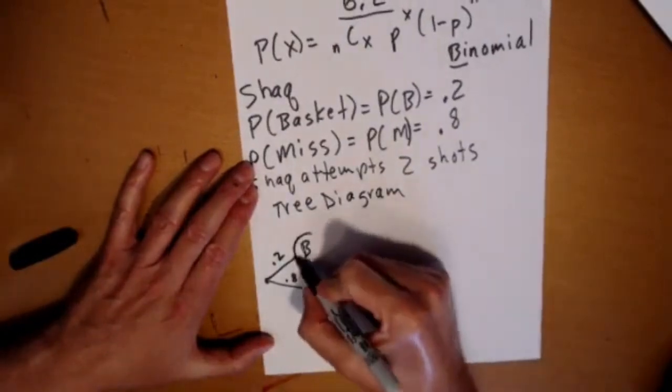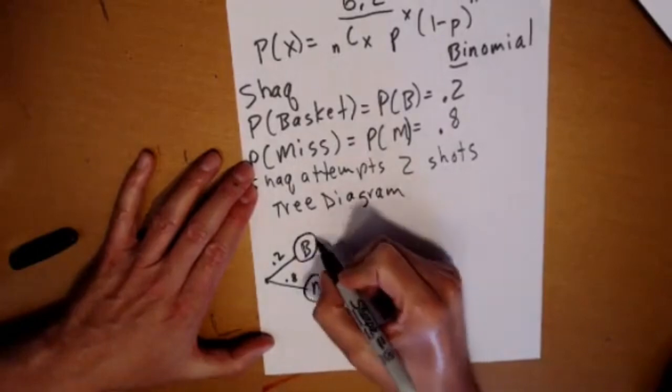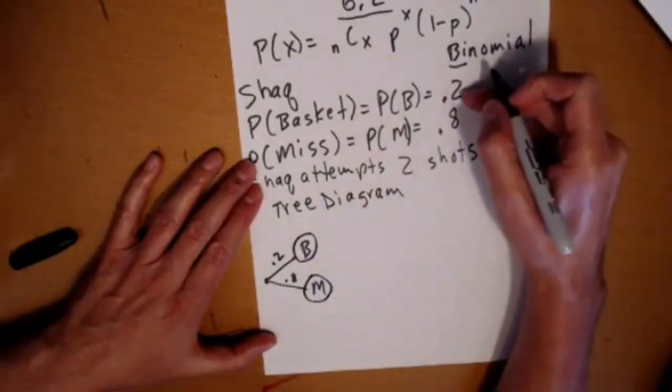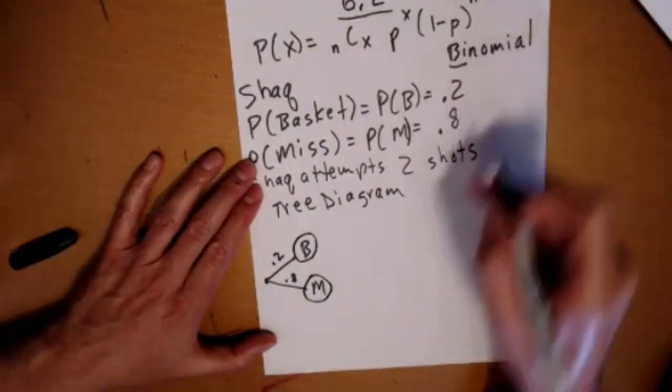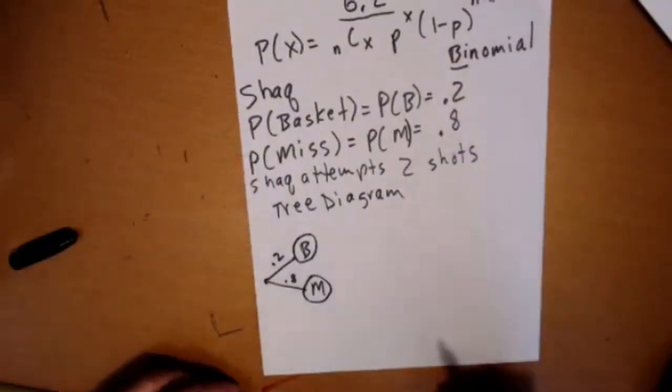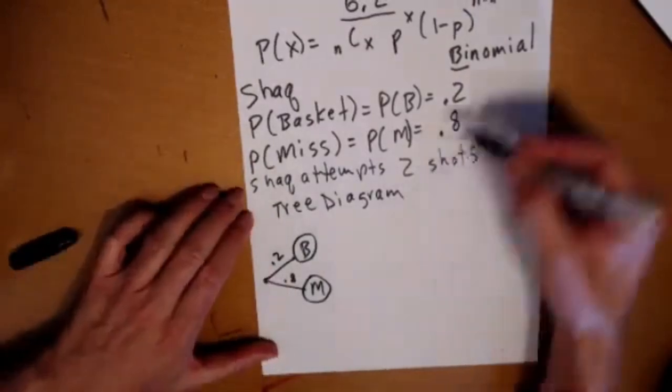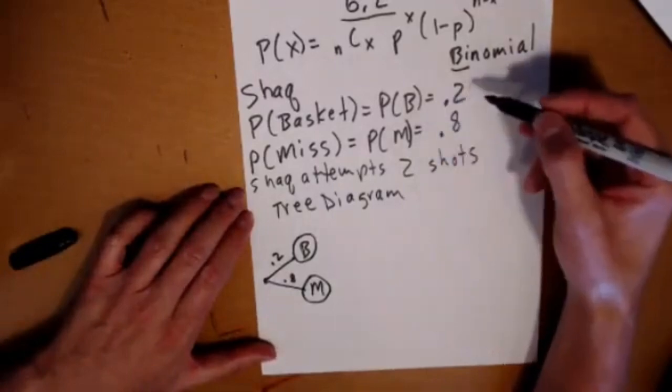Let's say he makes a basket. The next shot, so everything's always going to be 20% make a basket, 80% miss. So everything is always, we call it independent. There's no such thing as a hot streak or a cold streak. So the probability that he makes a basket is always 20%.